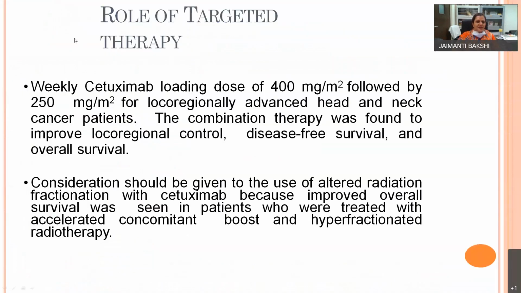So what is the role of targeted therapy in oropharyngeal cancers? Targeted therapy in the form of cetuximab, which is a monoclonal antibody, weekly cetuximab loading dose of 400 mg per meter square, followed by 250 mg per meter square for locoregionally advanced head and neck cancer patients has been used. The combination therapy was found to improve locoregional control, disease-free survival, and overall survival.